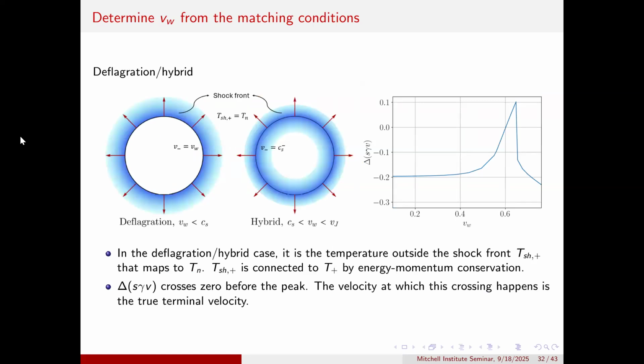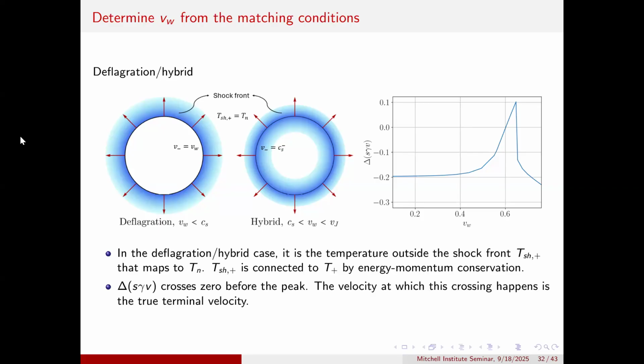Then for deflagration and hybrid, it's more complicated, because in this case we have this shock wave in front of the bubble. So we cannot match anything directly to VW except for V minus, because the plasma behind the bubble is static. So V minus would be equal to VW in this case. But for temperature, we cannot map either T minus or T plus to Tn. Instead, we should map the temperature outside this whole thing, this shock wave, to Tn.